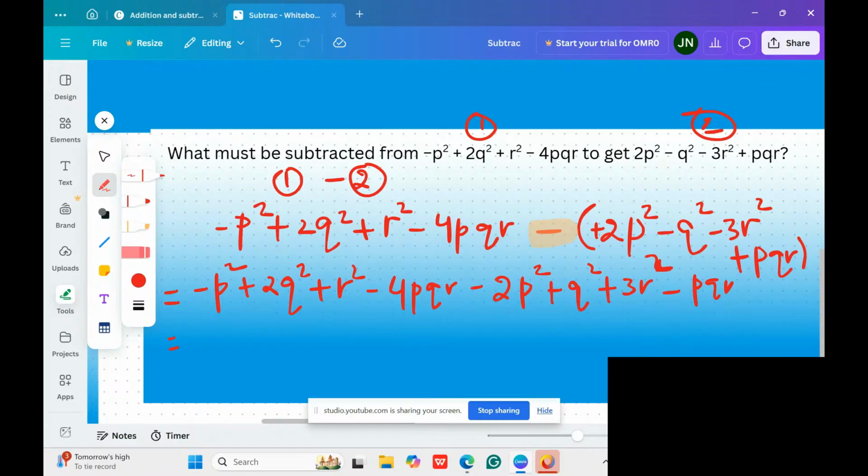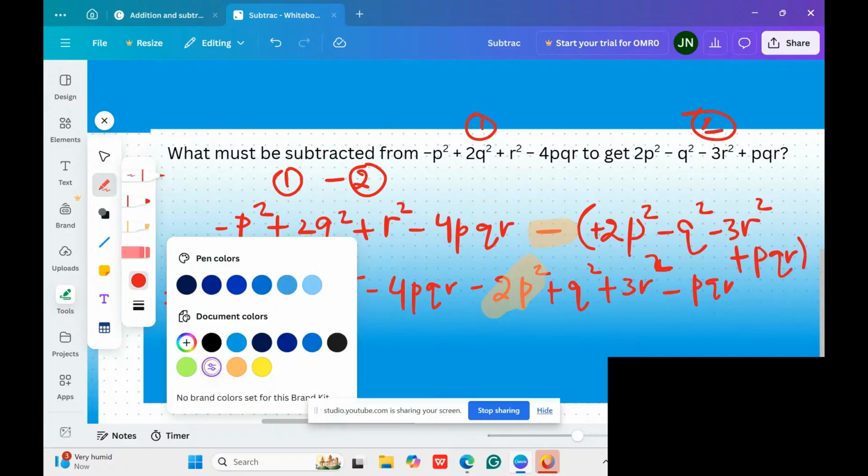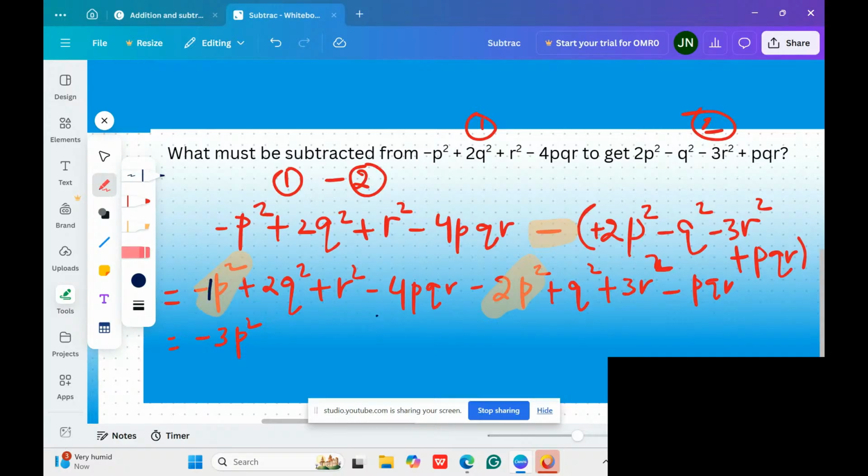Okay, focus on the question. Now negative p square. I'll highlight all the p squares. 1, 2. There are only 2 p squares. Now solve the integer part, the coefficient part. Negative 1, negative 2 will become negative 3 p square. I hope you know how I got it. There is nothing in front of p square, so we assume that there is 1. Okay, chalo.